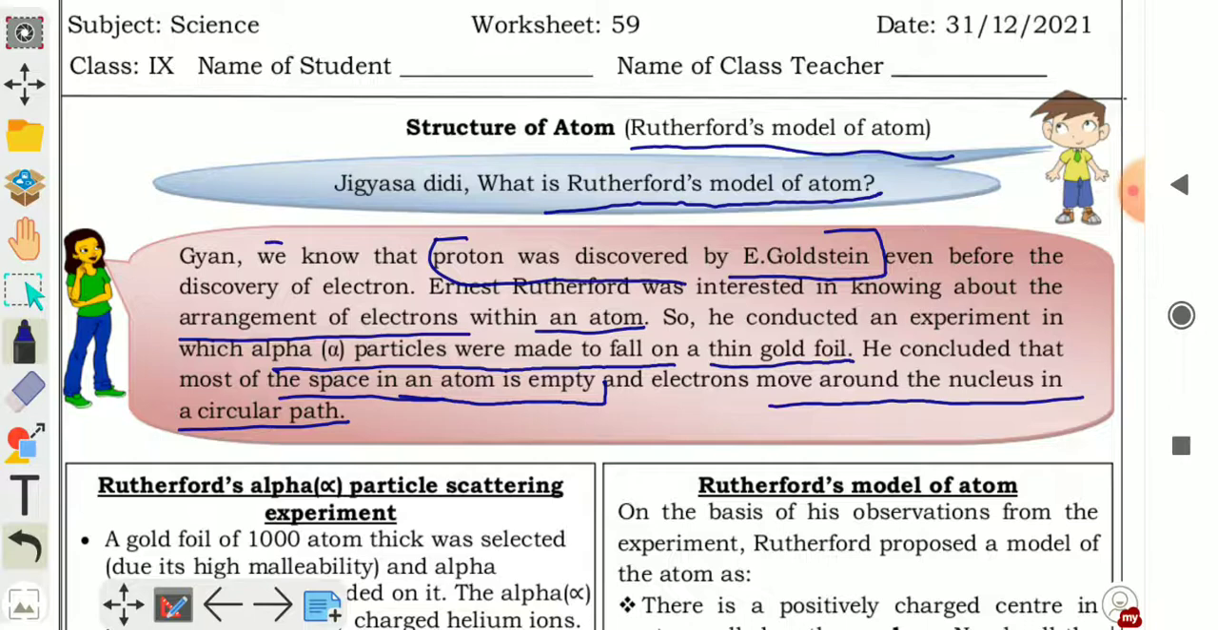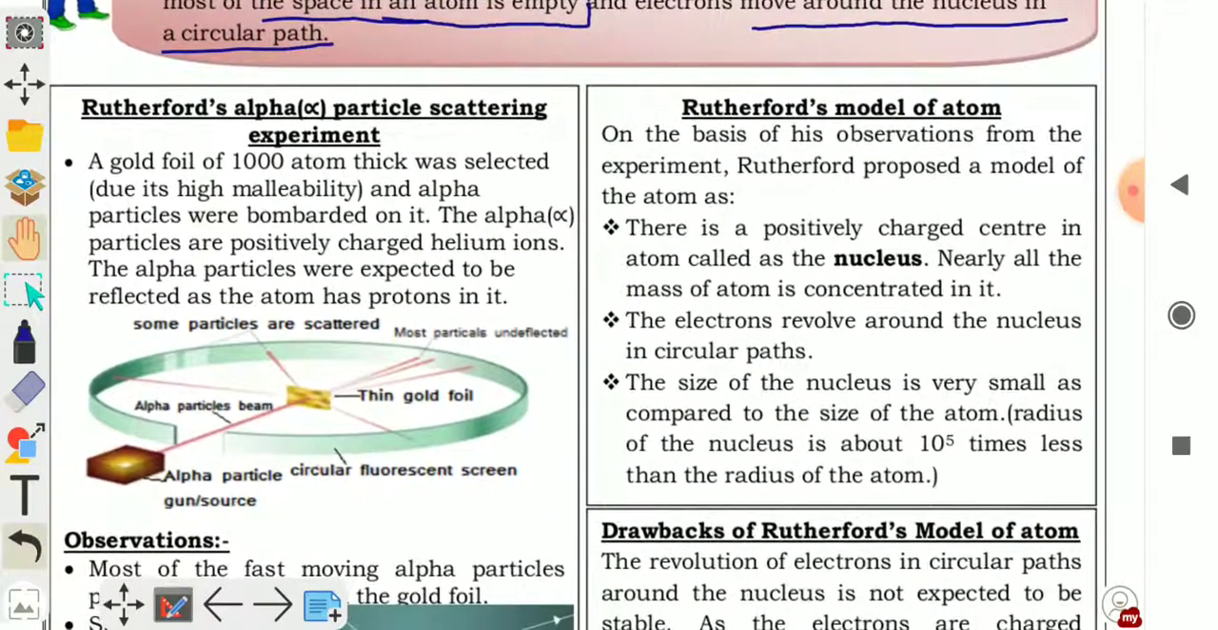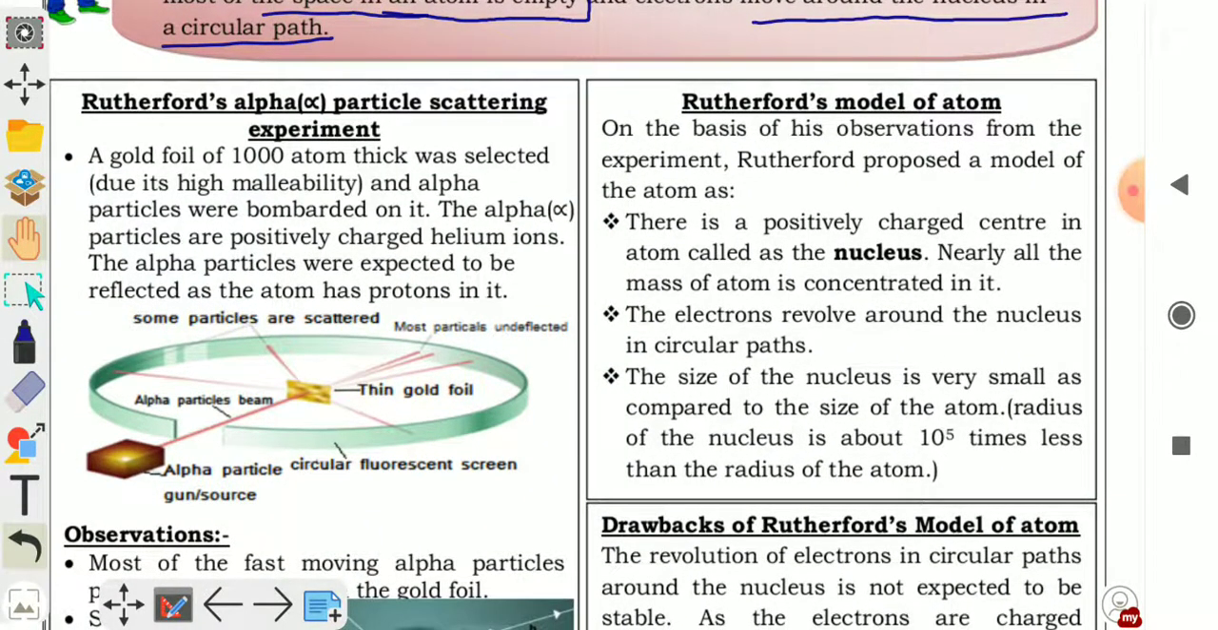Now we will discuss his experiment, that is called Rutherford's alpha particle scattering experiment. A gold foil of 1000 atom thick was selected due to its high malleability, and alpha particles were bombarded on this gold foil. What do you mean by alpha particle? The alpha particles are positively charged helium ions.